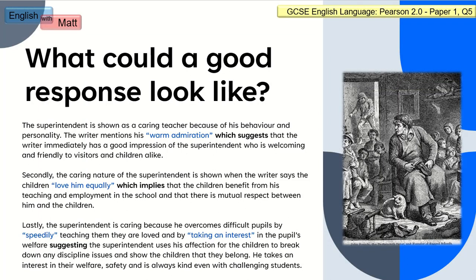So even though these children might be slightly rough around the edges, let's say, he still is showing them, according to the writer at least, this kind of constant sense of kindness. So that is what a good answer might or could look like. So that is an example of the Paper 1 Question 5 evaluation question for Pearson 2.0.